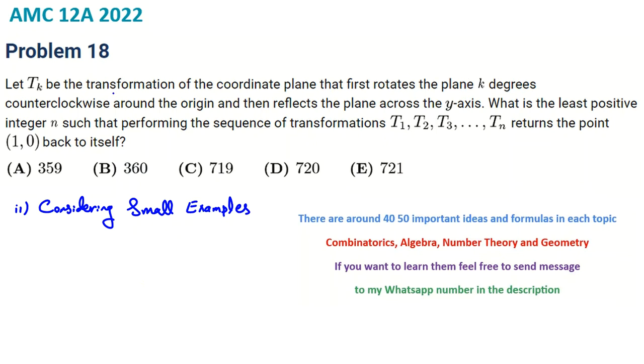At first, it says let Tk be the transformation of the coordinate plane that first rotates the plane k degrees counterclockwise around the origin, and then reflects the plane across the y-axis. What is the least positive integer n such that performing the sequence of transformations T1, T2, T3 to Tn returns the point (1, 0) back to itself?